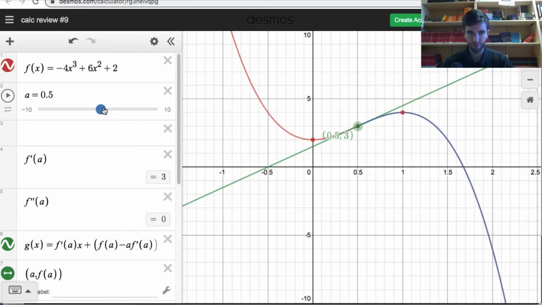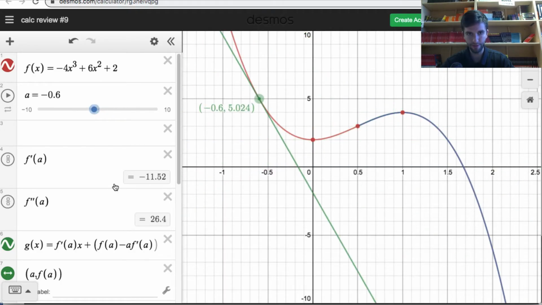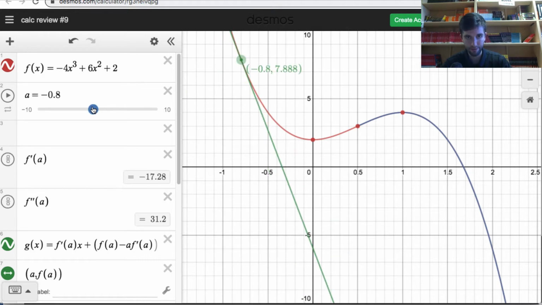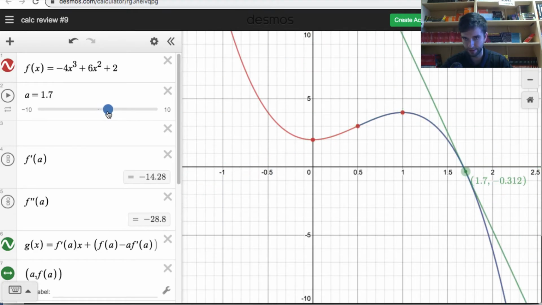And then after 0.5, what happens to those first derivative values? They get smaller, right? So that's why before 0.5, the second derivative is always positive, because these numbers are increasing, and this number tells us how these numbers are changing. So the second derivative is positive until 0.5 because the tangent slopes are increasing, and then the second derivative is negative after 0.5 because the tangent slopes are decreasing.